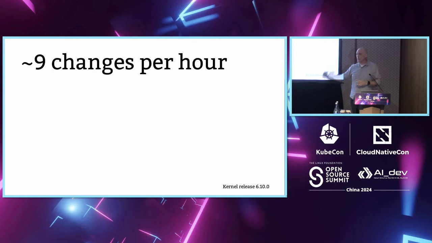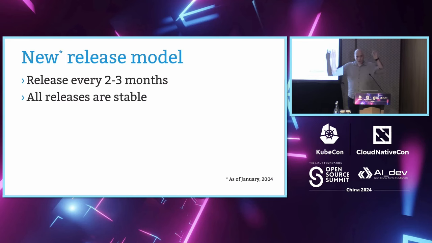And here, our speed: we're still doing this. For the past 4 or 5 years, we're still going about 9 changes an hour to the tree, 24 hours a day, 7 days a week. We go up to 10, a little bit, 8.5. It's 9, we've plateaued, which is hugely fast. We thought we were going too fast at 2.5 changes an hour. That's crazy. Our new release model since 2004, some people don't realize this, every release is stable, with a new release every 2 to 3 months. Always upgrade.